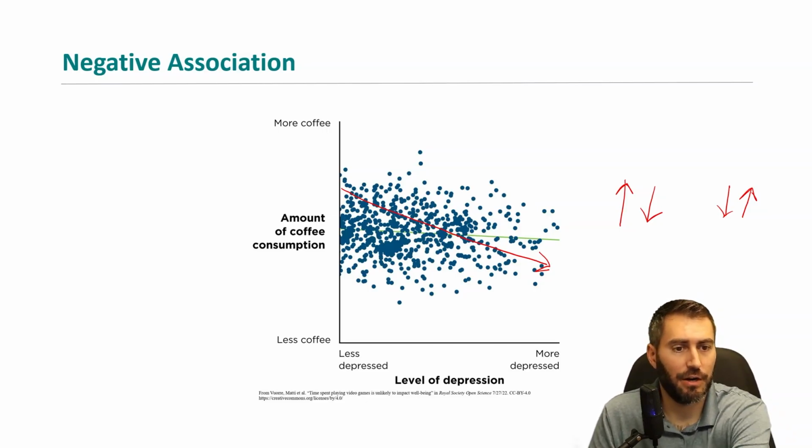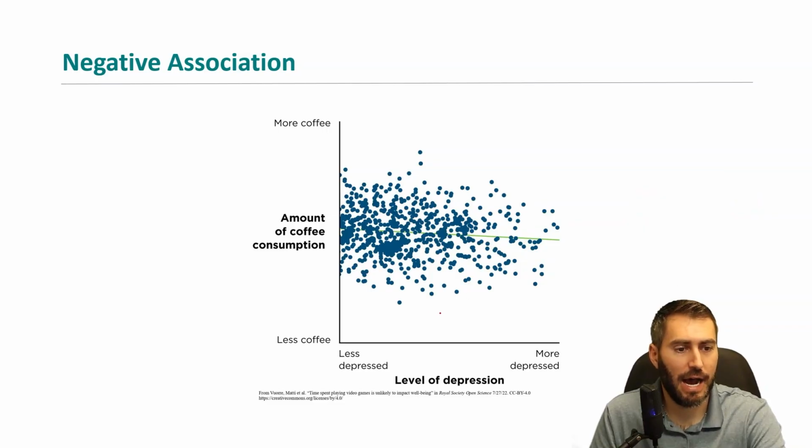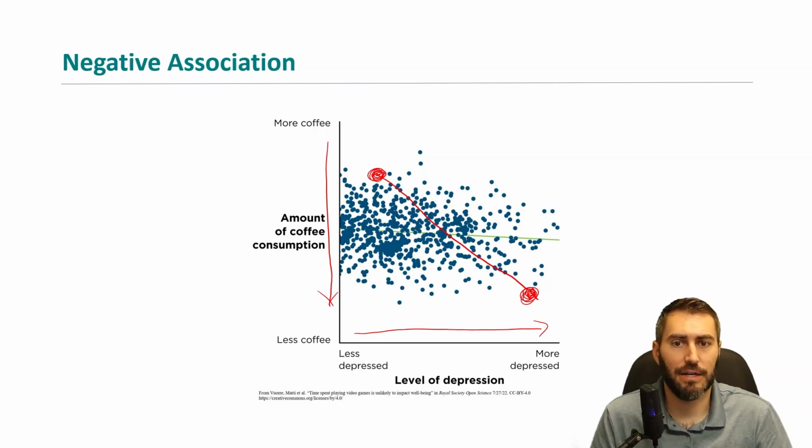And if we look here, we can really see this as higher levels in one variable being associated with lower levels in another variable. So we get high values in one, low values in the other. Low values in one, high values in the other. And that's where we get this negative slope within our data. So these are, again, negative associations.